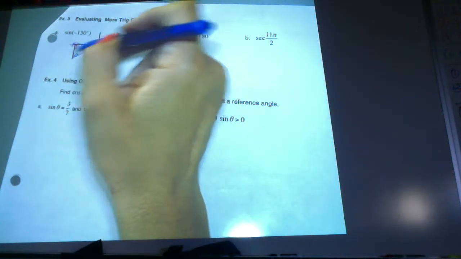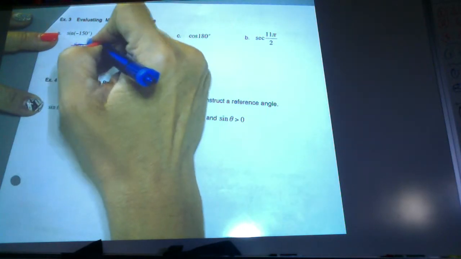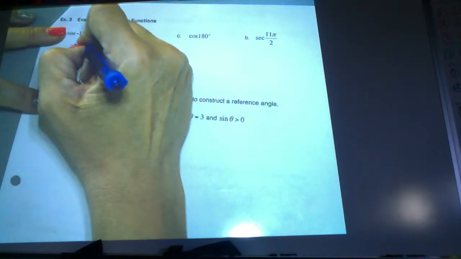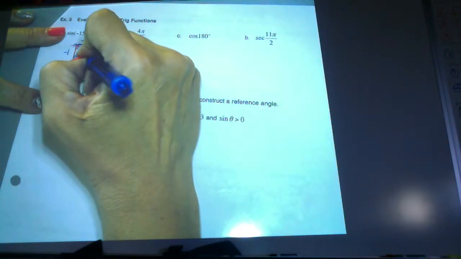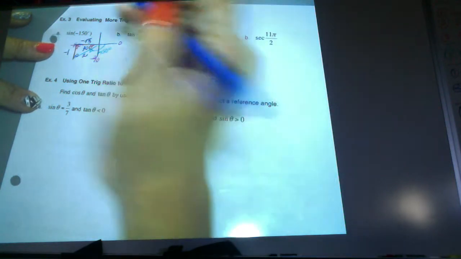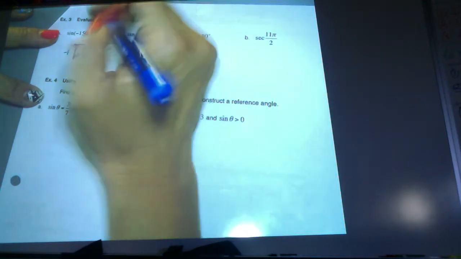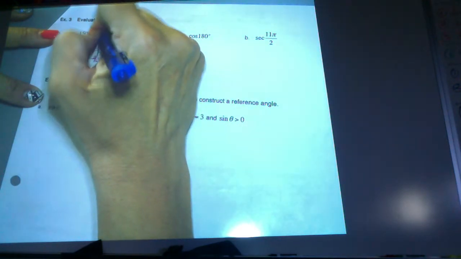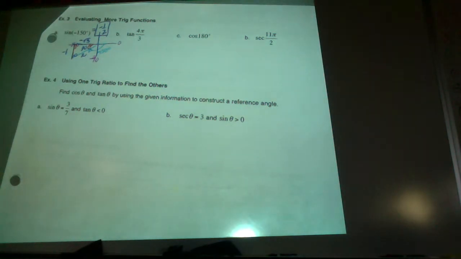What's across from 30? 1. In this case, isn't it negative 1? What's across from 60? Radical 3. And in this case, isn't it negative radical 3? And what's my hypotenuse? 2. So to find the sine, don't I just do opposite over hypotenuse? Negative 1/2. So I can still do what we did yesterday. And I tend to rely on that because I don't memorize the unit circle.